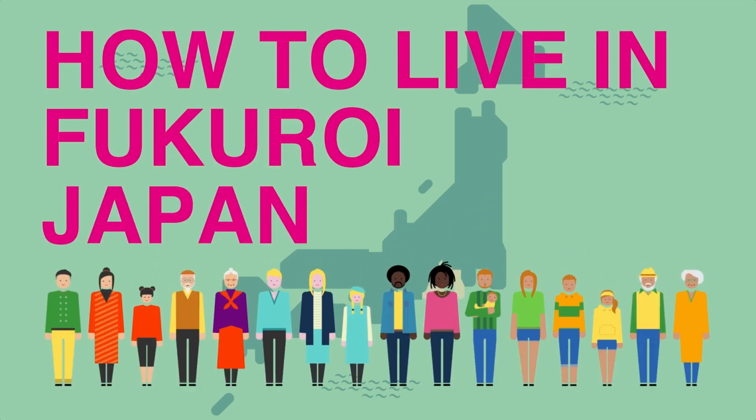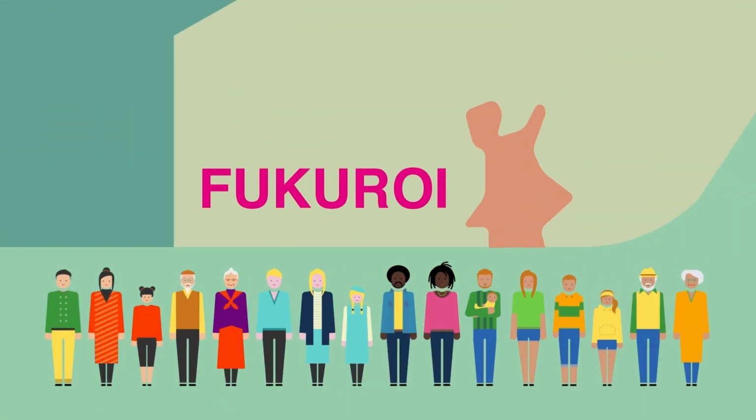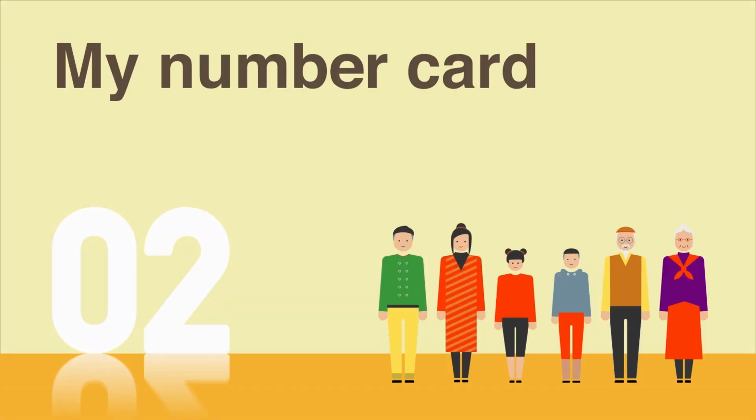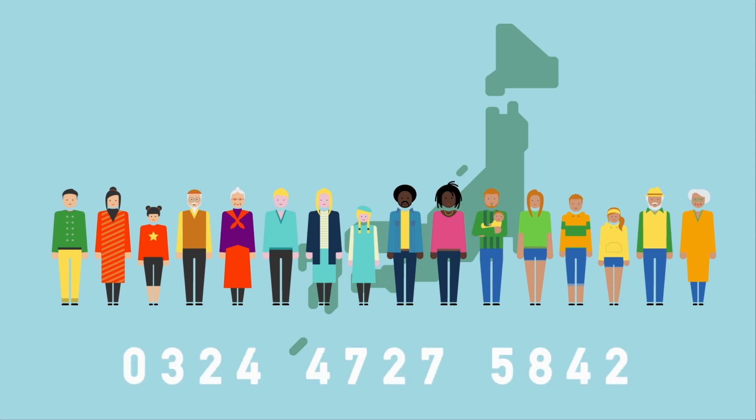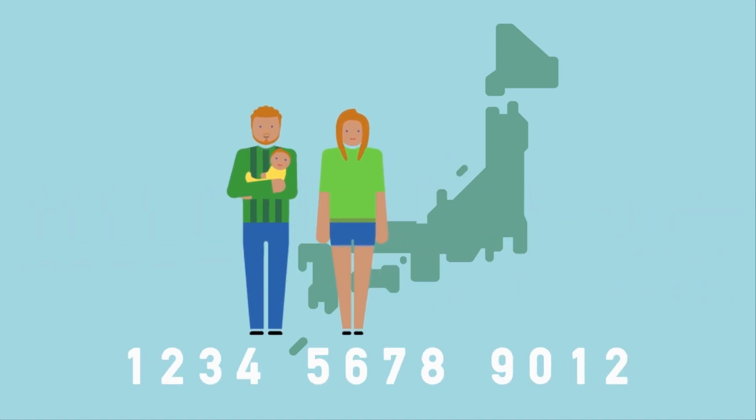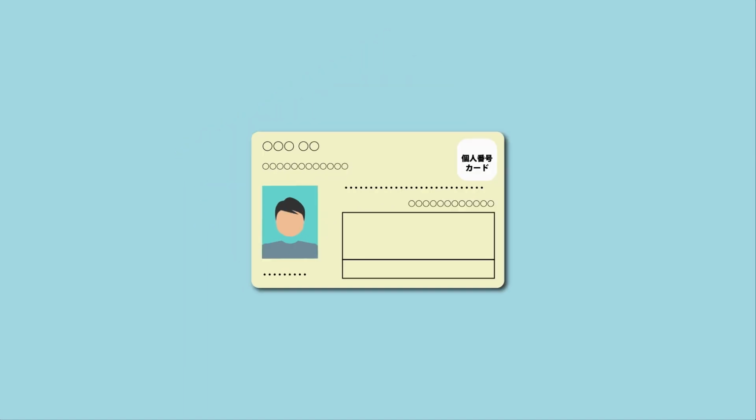How to live in Fukuroi, Japan. My number card. Everyone living in Japan is assigned a personal number. It's a 12-digit number. Foreign nationals with resident status also have personal numbers. A personal number is called My Number. If you apply, you will receive an IC individual number card with a photo, called a My Number card.